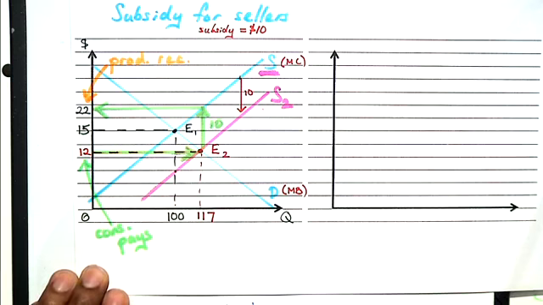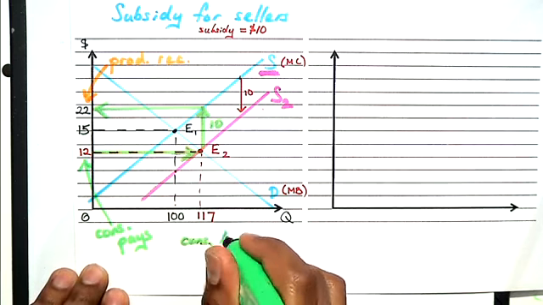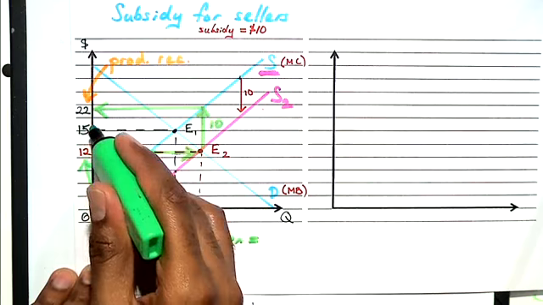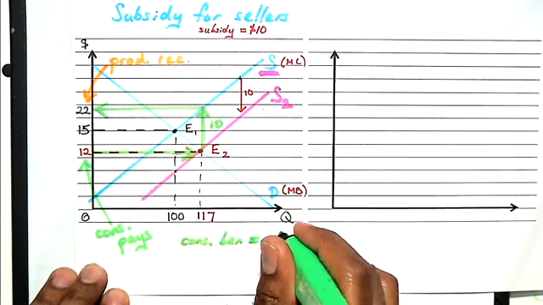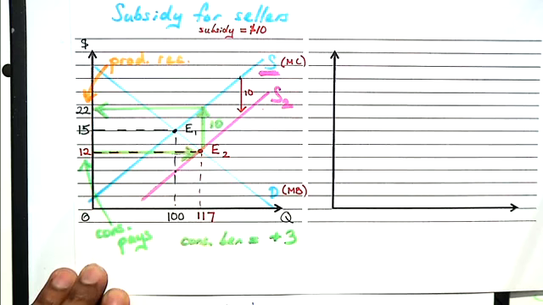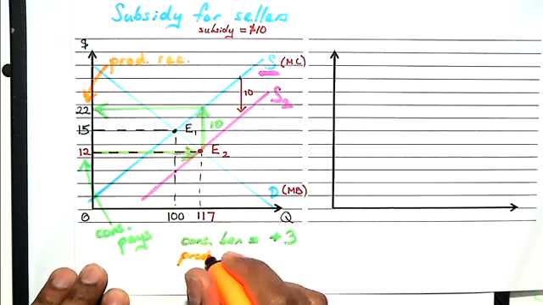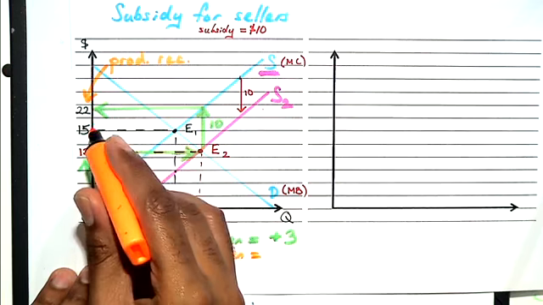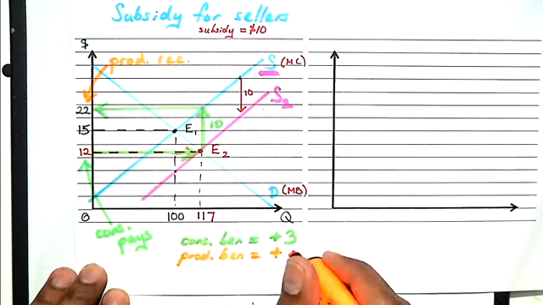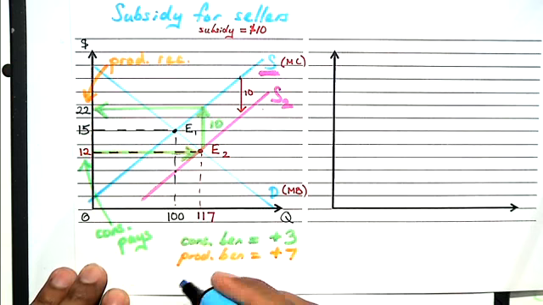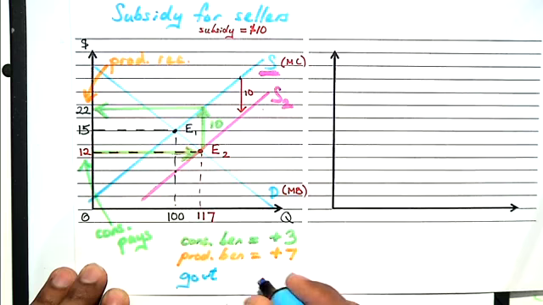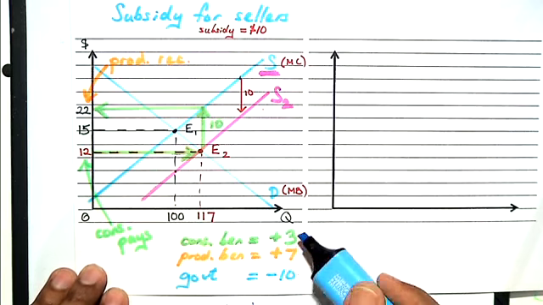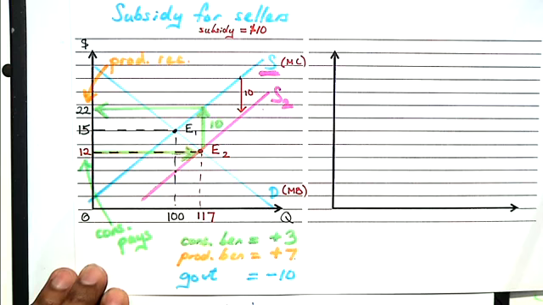How much does the consumer benefit here? Because they used to pay 15, now they pay 12, so their benefit is 3. What is the producer's benefit? They used to get 15, now they get 22, 7. How much does the government pay in subsidy? 10. The government is paying 10, but the benefit ends up being shared.